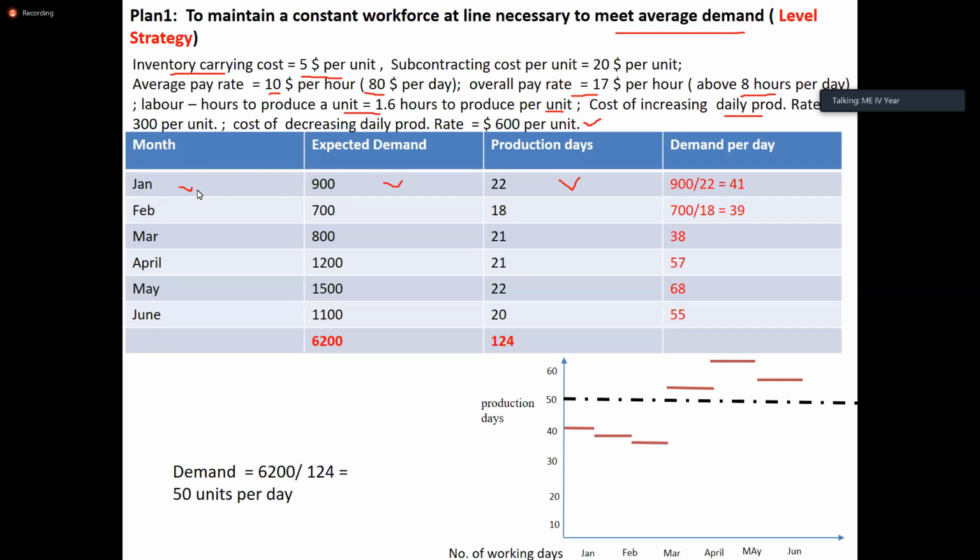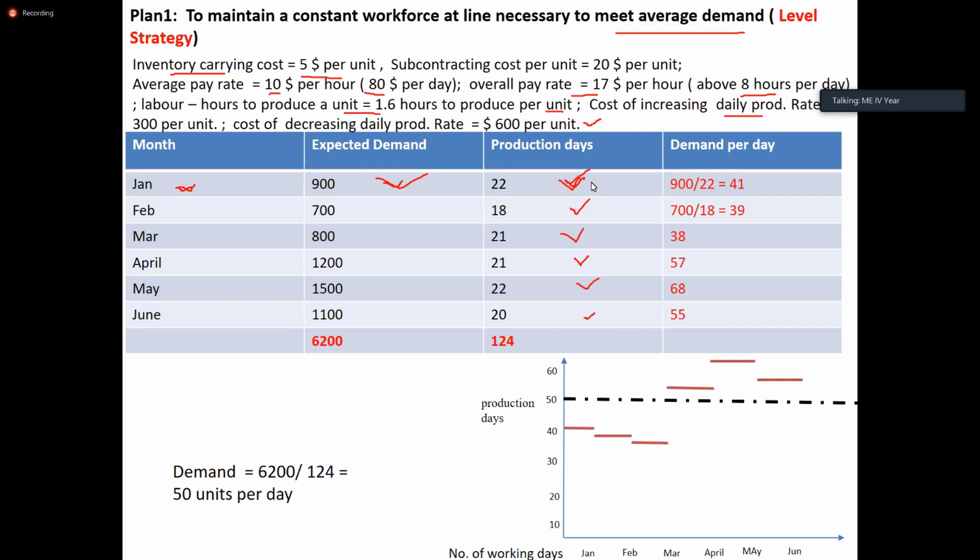In this table, the first three columns have 6 months of data. January to June, the expected demand. The expected demand they have given for 6 months, and production days. The production days is how many days the company will work in a particular month. Example, for January 22 days, February 18 days, March 21 days, April 21 days, May 22 days, June 20 days. Okay, this is the question.